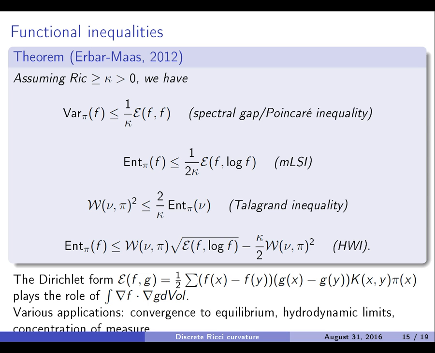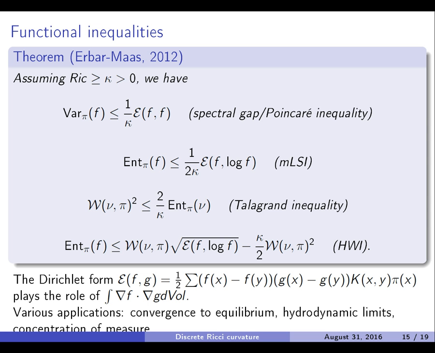And as in the continuous setting, it tells you that the generator of your Markov chain has a spectral gap, so a bound between the first and second eigenvalues. Then we have an upper bound on the entropy by a Dirichlet form of f and log f. So this is the discrete analog of the logarithmic Sobolev inequality.